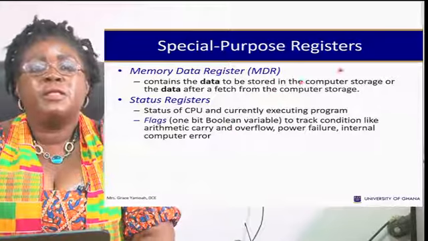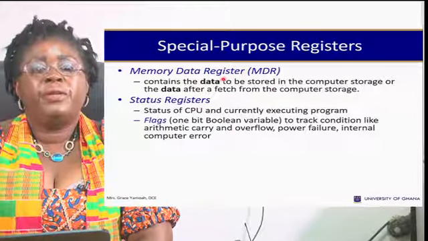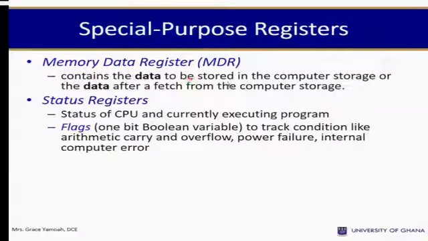Special purpose registers. The memory data register contains the data to be stored in the computer storage or the data after a fetch from the computer storage. There are status registers: status of the CPU and currently executing program. Flags, 1-bit Boolean variables to track conditions like arithmetic carry and overflow. Power failure, internal computer error.